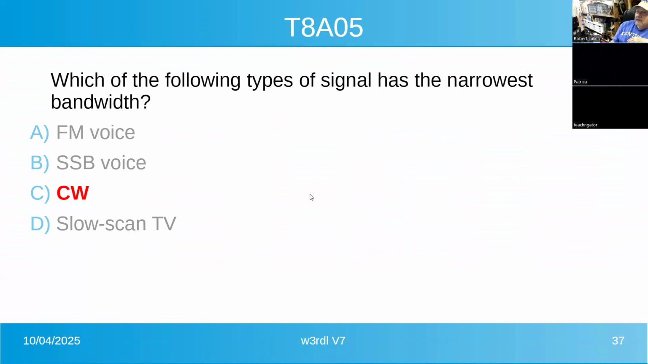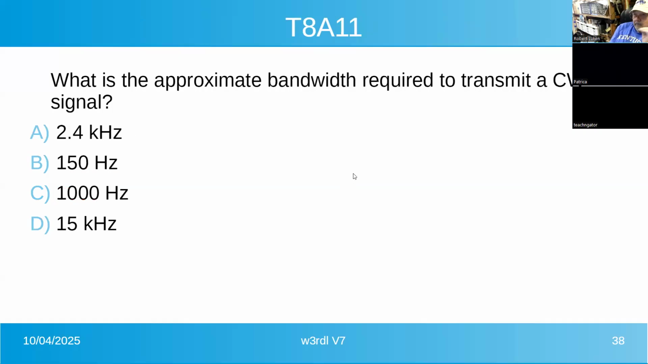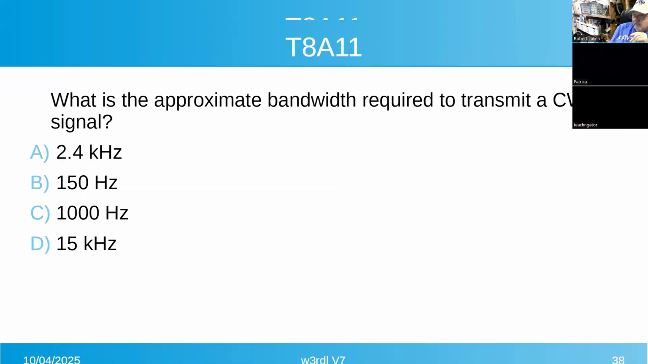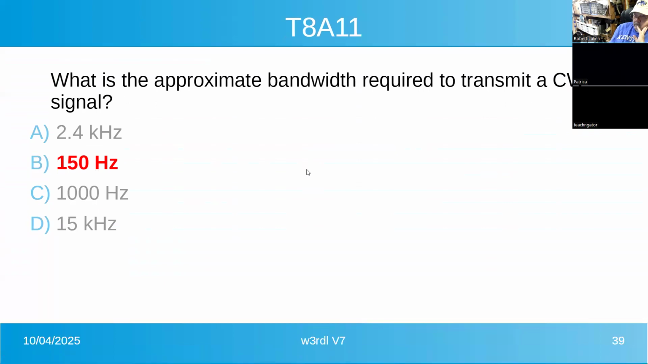Because when we talk about some of the digital modes like FT8 and FT4, it's 50 hertz. And PSK31 is, I think, 31 hertz. So what's the approximate bandwidth required to transmit a CW signal? Bravo.